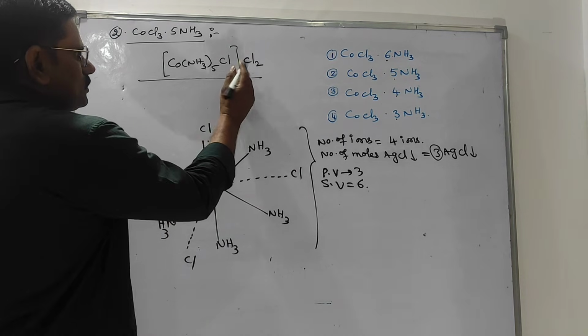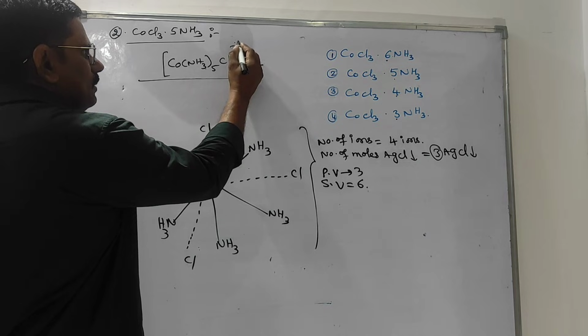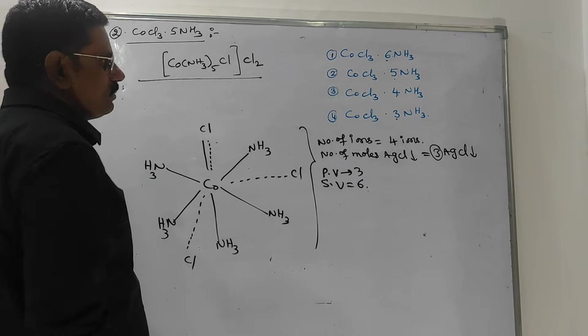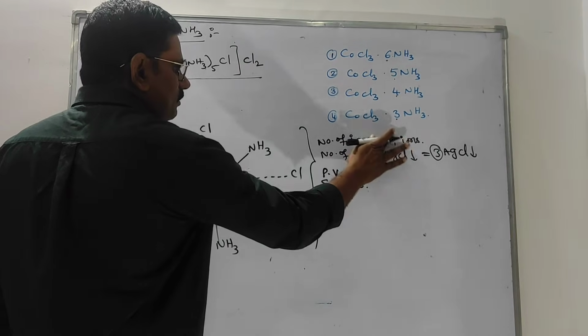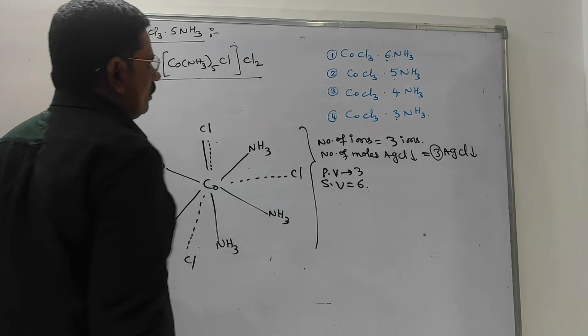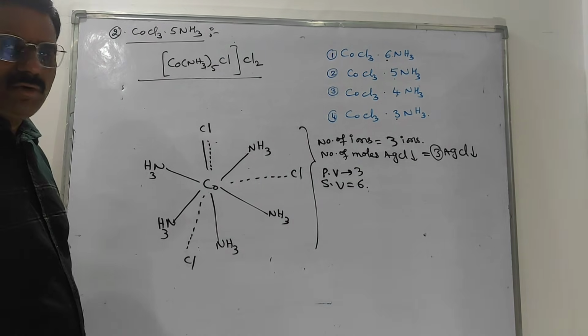Whenever this complex is dissolved in water, how many ions are produced? 3 ions are produced. The complex ion is 1, plus 2 Cl minus, so 1 plus 2, 3 ions are formed when we dissolve it in water.